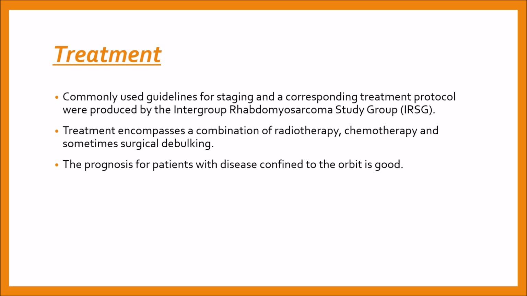treatment. Commonly used guidelines for staging and corresponding treatment protocol were produced by the Intergroup Rhabdomyosarcoma Study Group. Treatment encompasses a combination of radiotherapy, chemotherapy, and sometimes surgical debulking. The prognosis for patients with disease confined to the orbit is good. So that's it with the rhabdomyosarcoma.